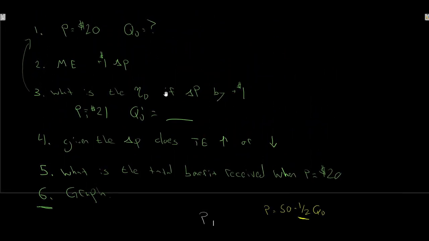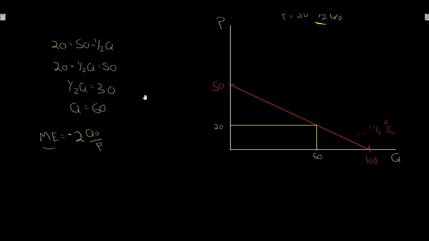What is the elasticity of demand if I have a change in price of $1? That is, if the price were to go up to 21. Okay, I can cheat a little bit here. Price goes up to 21. I know my marginal effect: price goes up by 1, quantity demanded goes down by 2. So my quantity demanded would be 58. Just using my interpretation of the marginal effect, I can solve for that without going through all of the math. So, great, boom, I have that.